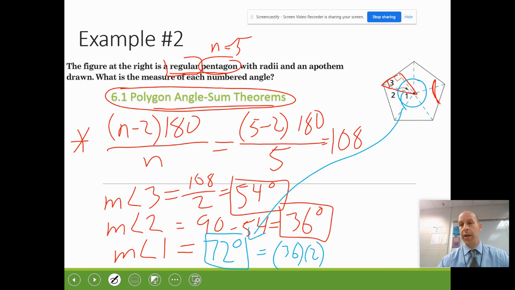That's 72. And so you could have started with angle 1 and then worked your way back, going to 2 and 3. So anyways, there's a couple of different ways to do it. I wanted you to see that.